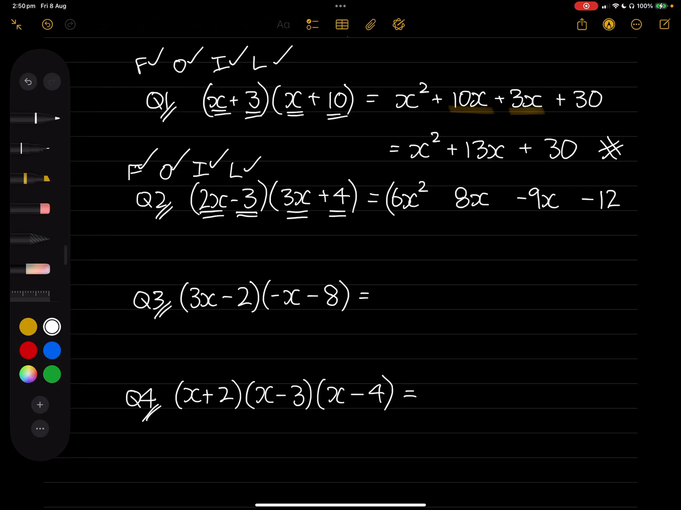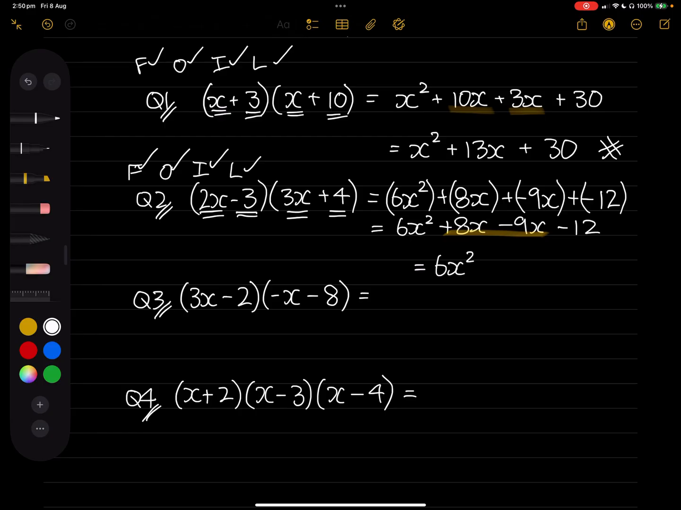So we put all of these in brackets, including the negative symbols, put pluses between them, and we find that this is actually 6x squared plus 8x minus 9x minus 12. We have some like terms here, the 8x and the 9x terms. So this will become 6x squared minus x minus 12. So very similar to the first FOIL expand, but we had negatives and you had to carry the negatives through the FOIL expand.